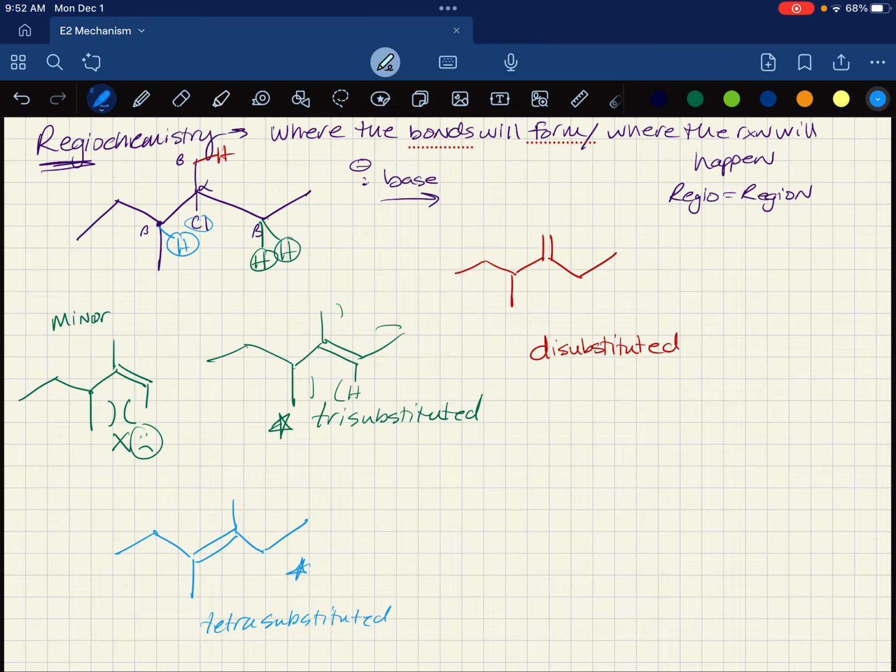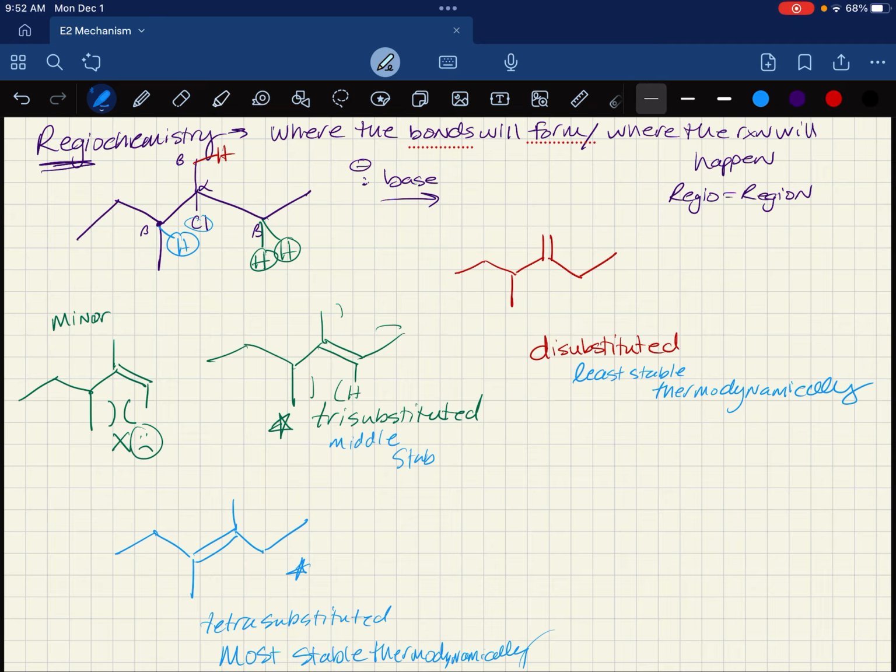Okay, this one is tetrasubstituted. So if we're looking at these, this one is going to be the most stable thermodynamically. Then this would be like the middle stability. And then this one would be the least stable. A little bit of this would depend upon which mechanism was present as to which product would be formed, and also which base is present. So for this particular one, if this reaction were going E1, I'm going to label these product A, product B, product C.